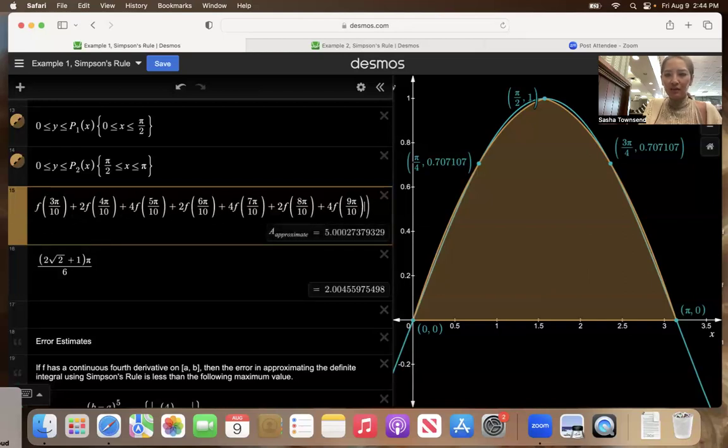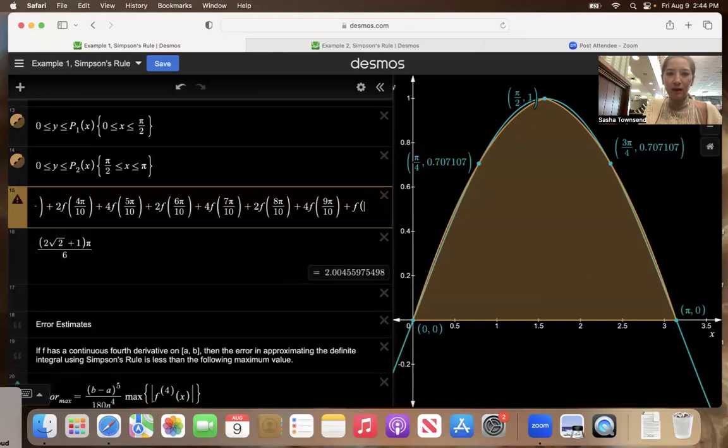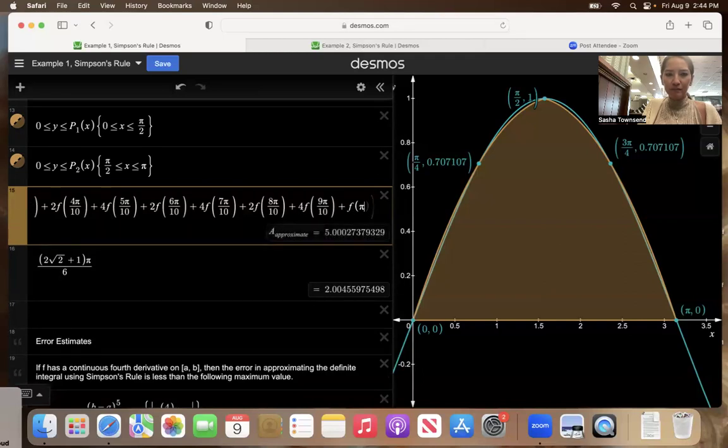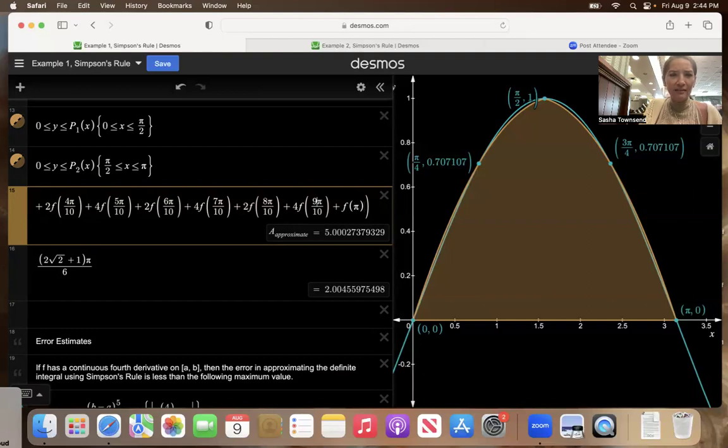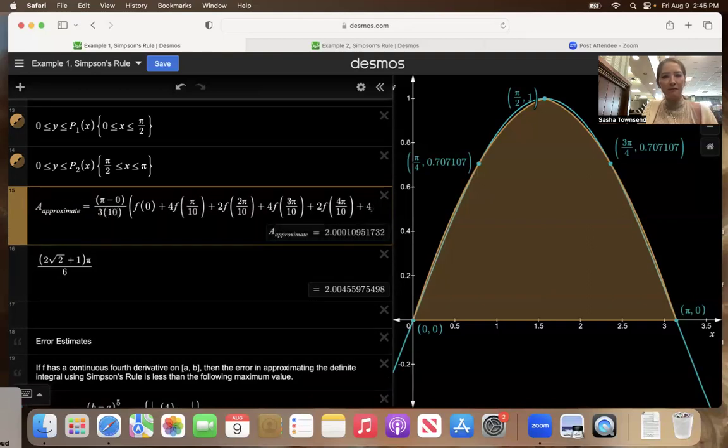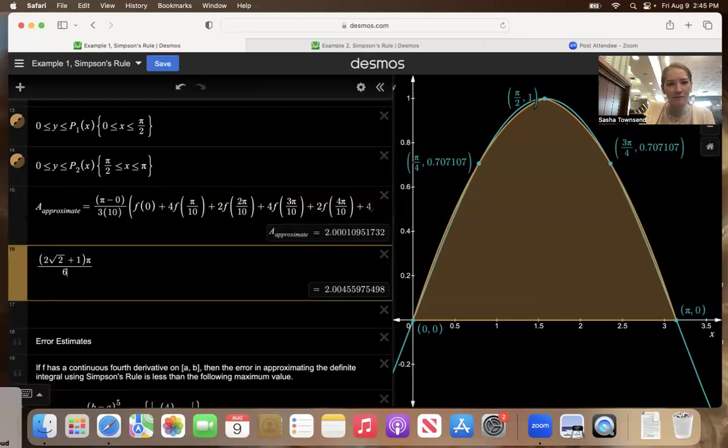And then the last function value we only use once, right? So f at pi. Because my approximation is 5 now. That's not right. I think I've got the wrong n at the beginning. Yep, I should have 3 times n in the denominator, so that's 3 times 10. And so there's my approximate area now.